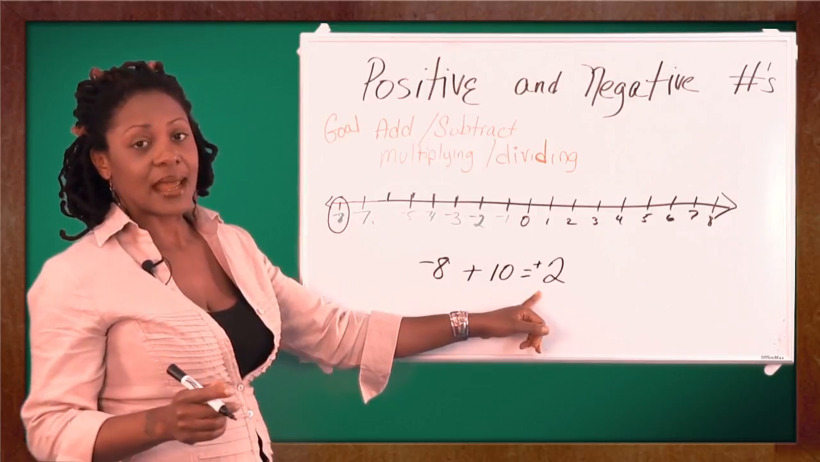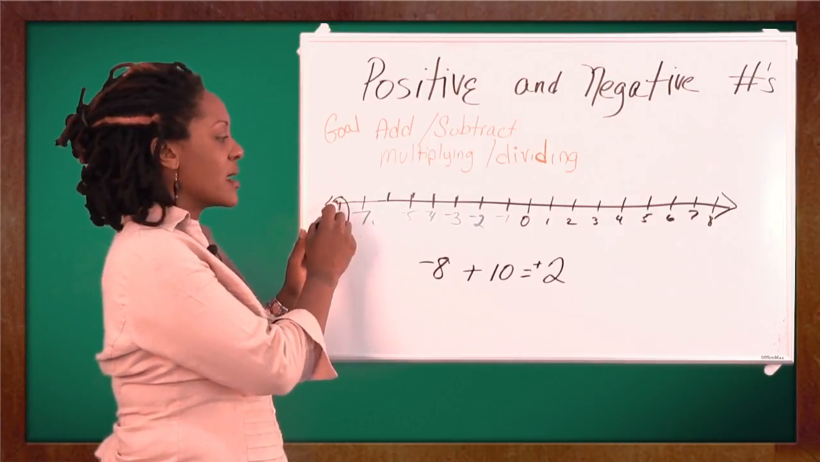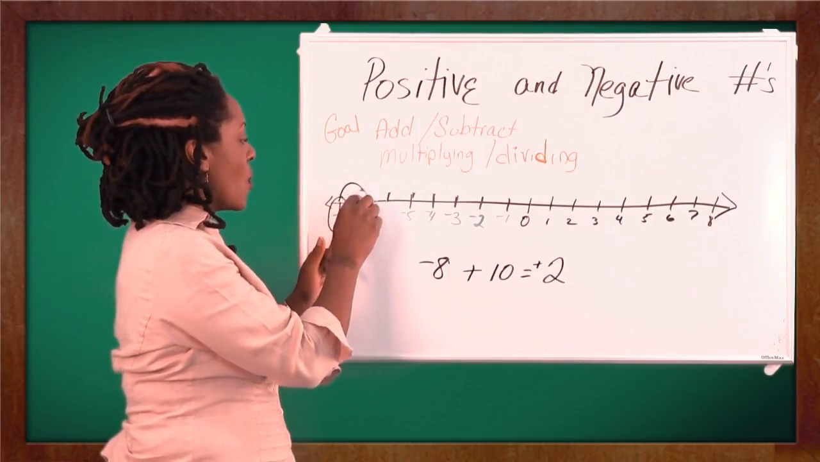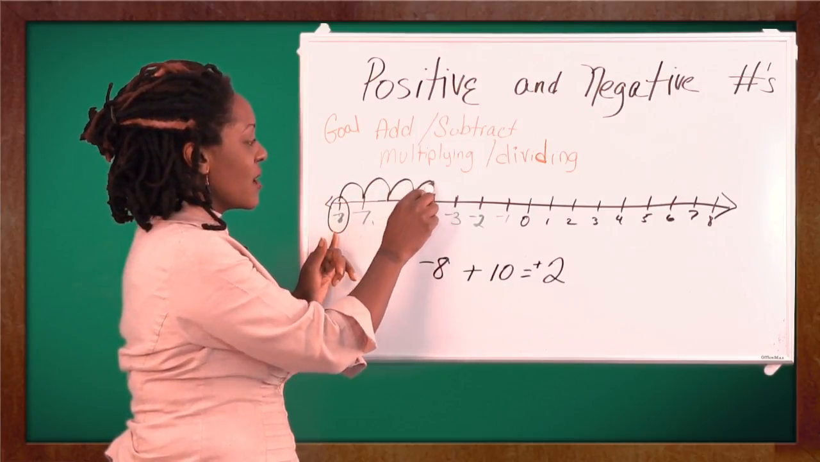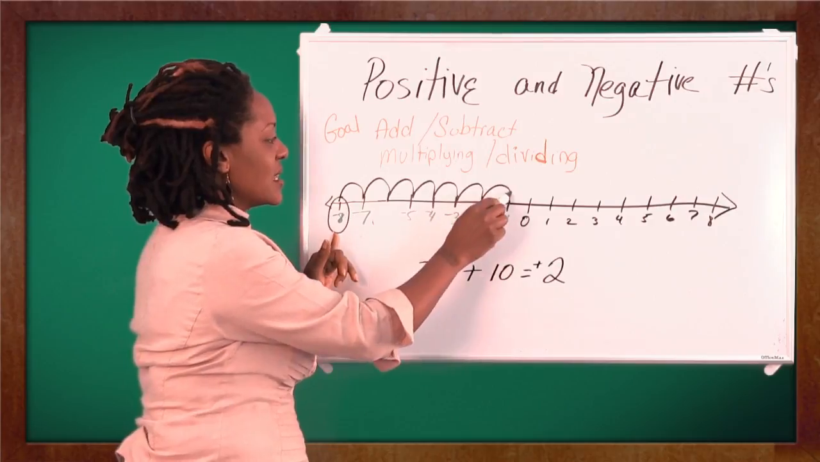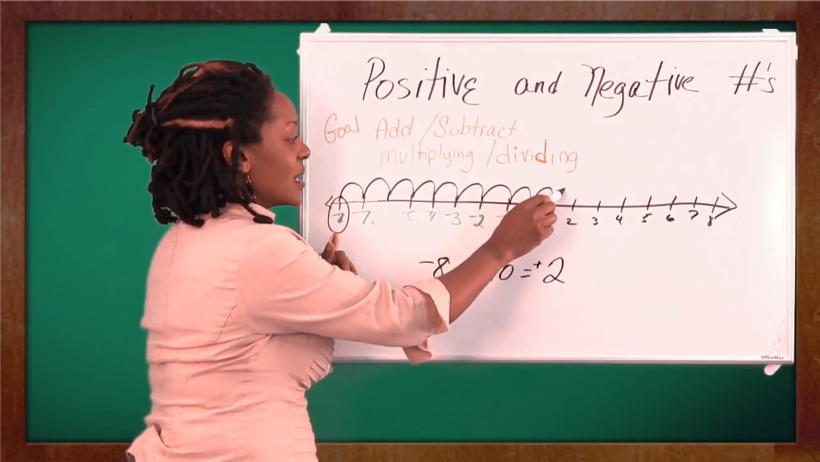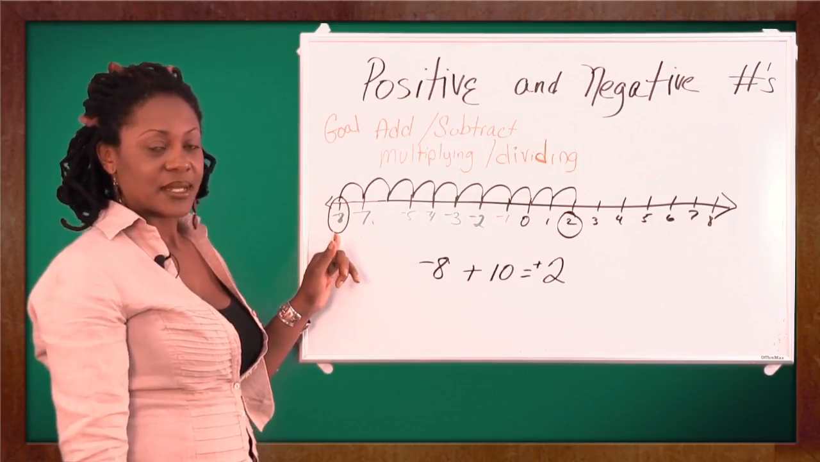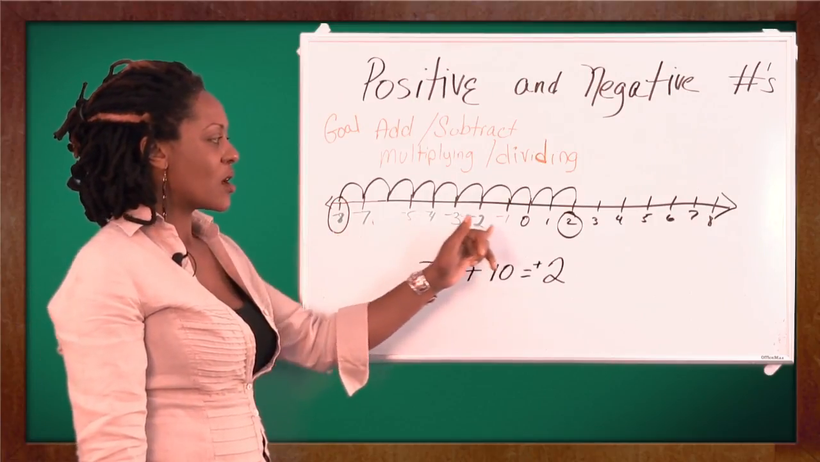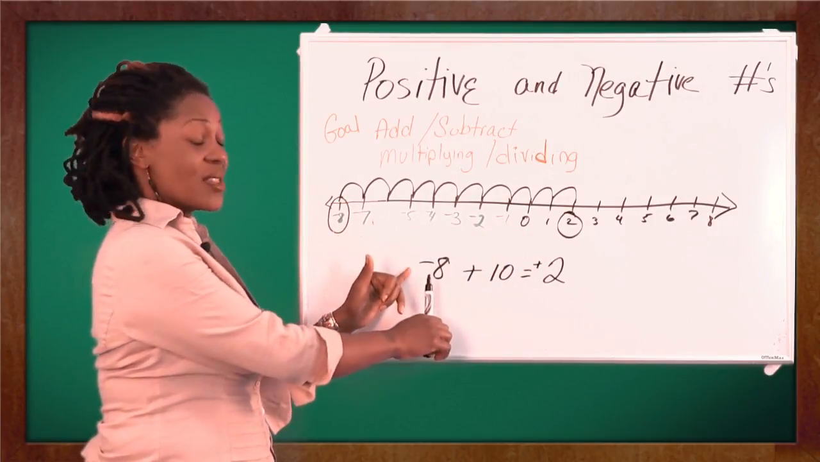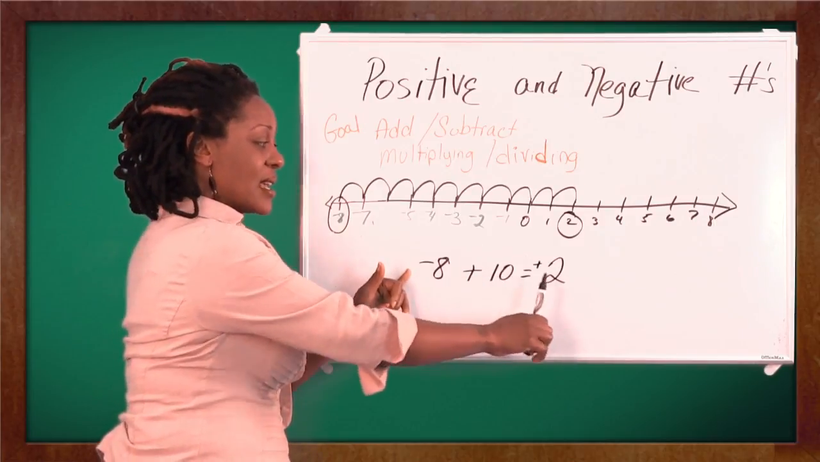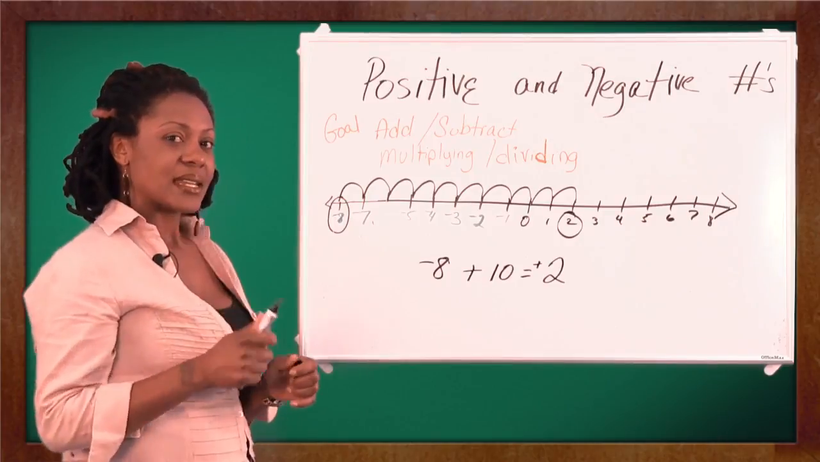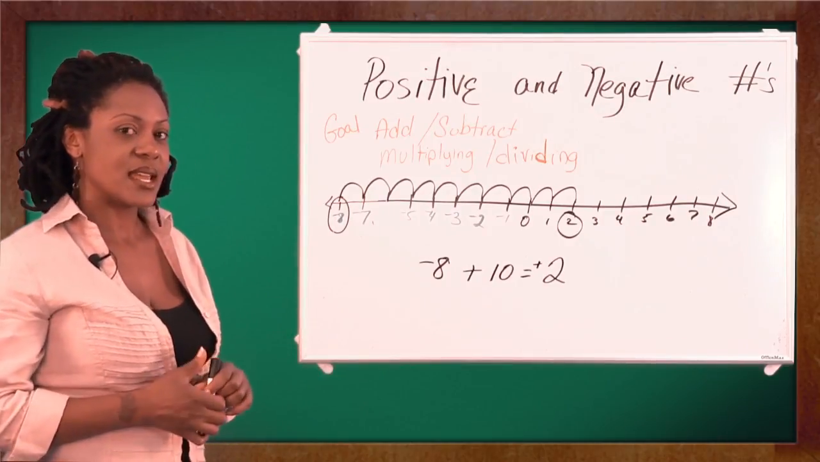Now let's watch that happen on the number line. Here we are at -8, and we're going to go to the right 10 spaces. 1, 2, 3, 4, 5, 6, 7, 8, 9, 10. Can you see how that happens? So we're moving across the number line. We were in the hole 8, we added 10, and now we have 2 left over. Okay? Adding using positive and negative numbers.